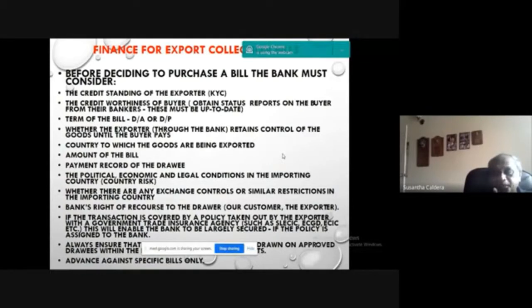Because when you send the documents to the importer's bank, the collecting bank, you may get paid or not. There's no assurance that you will get paid. Nothing. So if you are going to discount the bill and purchase the bill and give value to the exporter, they will take the money, and the importer may not pay the bill.